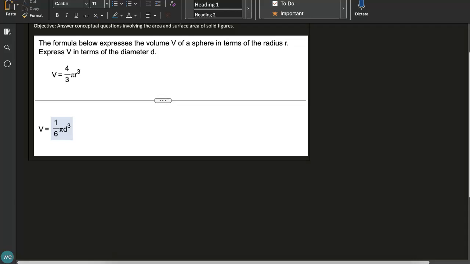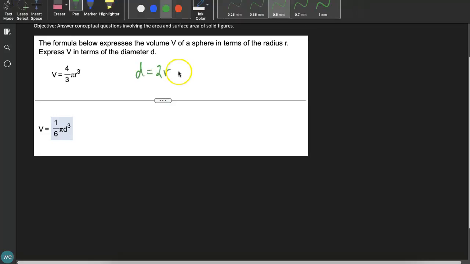For this example, we're going to re-express V, the volume of a sphere, in terms of its diameter, d. One of the first things that we'll do is write down the relationship between r, the radius, and d, the diameter. So we know that diameter is twice the radius.